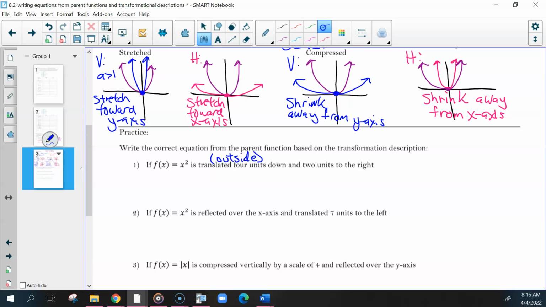So you need to think about what type of transformation it is, where it would be. If you want to write vertical too, you can. And then think about what it's saying. So if it's translated 4 units down, how would we write that? -4.